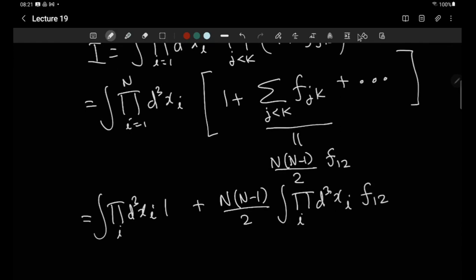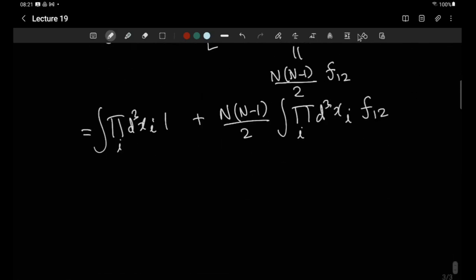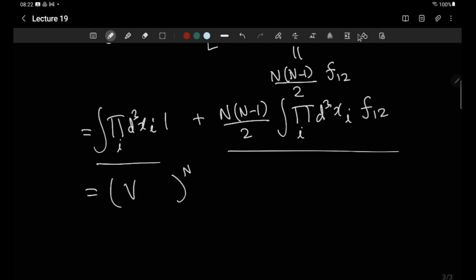Times f. Okay, so this is what we get. Okay, so now we can do these integrals. So now the question to you is, what is the first integral? So there are two integrals now. First one is very easy. Okay, almost correct.